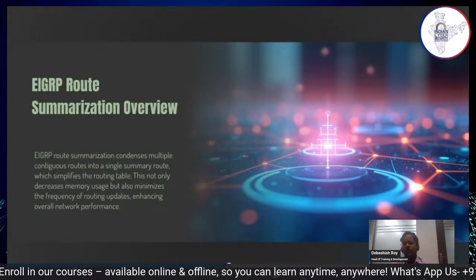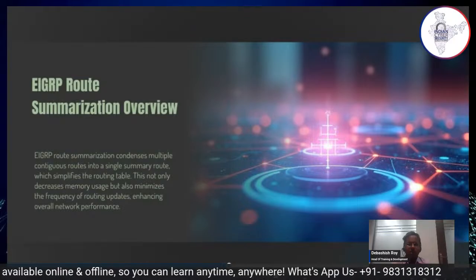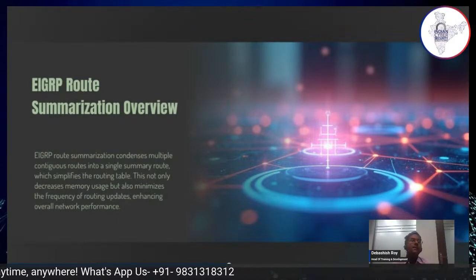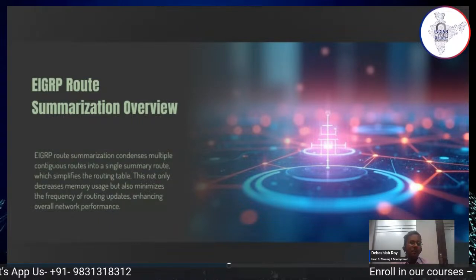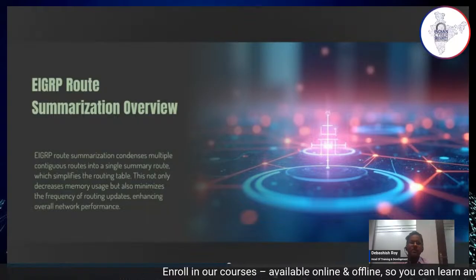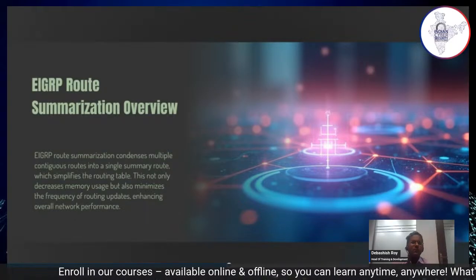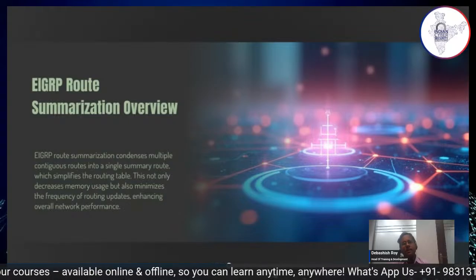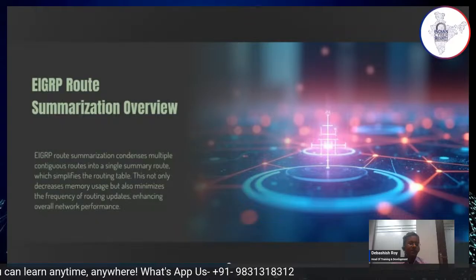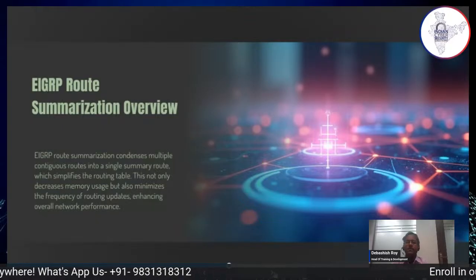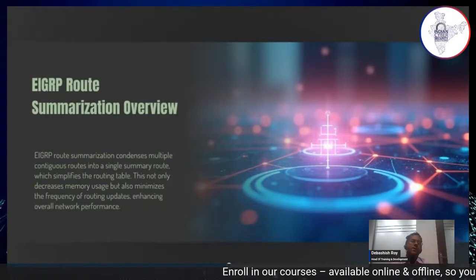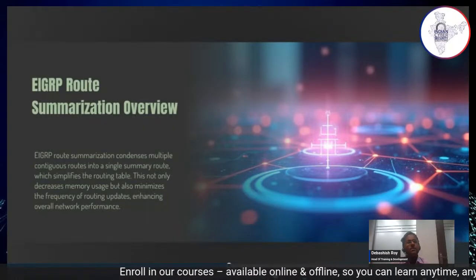Then let's come to EIGRP route summarization now. EIGRP route summarization condenses multiple contiguous routes that I have already told you about into a single summary route, which simplifies the routing table. So first, if you do the routing, you will see that all the routes are sent individually. And now, if you do the summary, then it will be a condensed route. It will be a bunch, it will have all the routes in it, but not individually. This not only decreases memory usage or CPU usage, but also minimizes the frequency of routing updates, because routing updates should not be frequent.